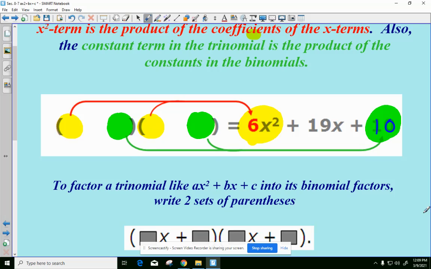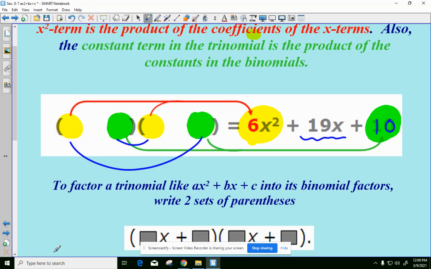Where do you get the middle? This part right here. Hold on, though. Think about if you were foiling, where does the middle come from? No, it comes from not all of them together. Good. It comes from the outsides and the insides. It comes from this combination right there and that combination right there.